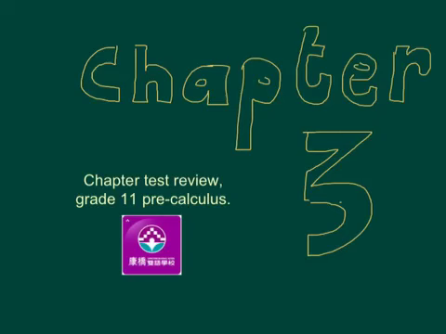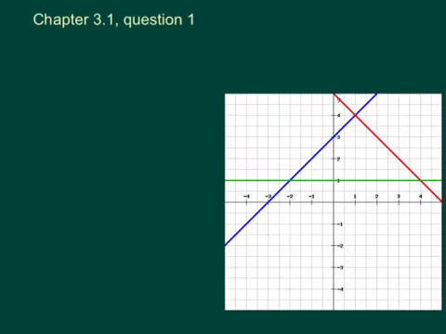So, let's get started. We're going to start with Chapter 3.1. So, Chapter 3.1, they've given us a graph here with three lines drawn on it. They've called this one fx, this one can be gx, this red line, and this horizontal green line is hx.